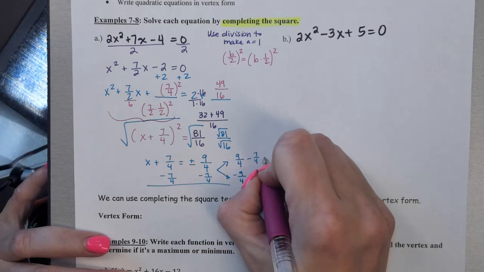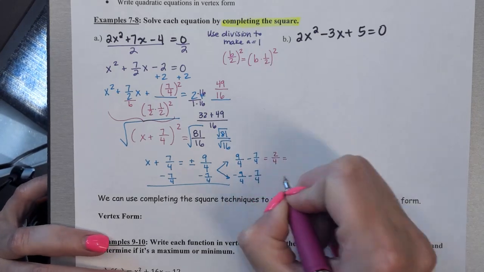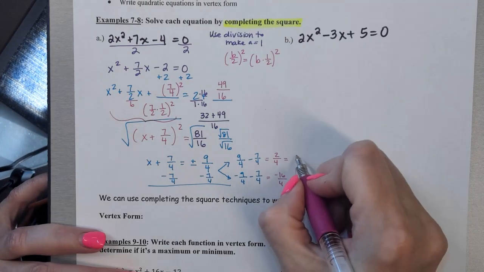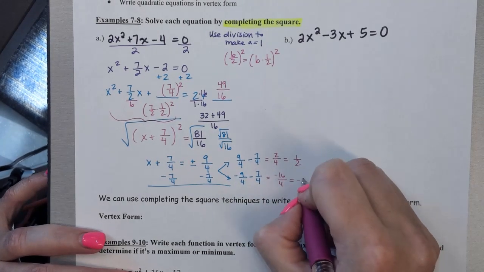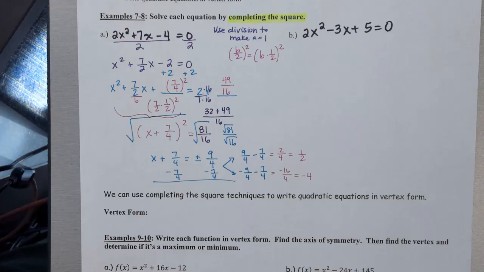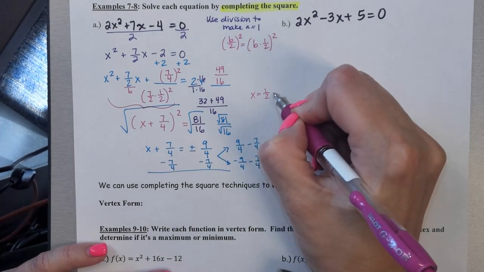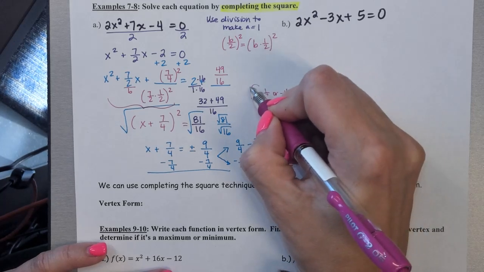All right, so if you have 2/4, what does that reduce to? 1/2. Negative 16 over 4, negative 4. So your final answer is x equals 1/2 or negative 4.